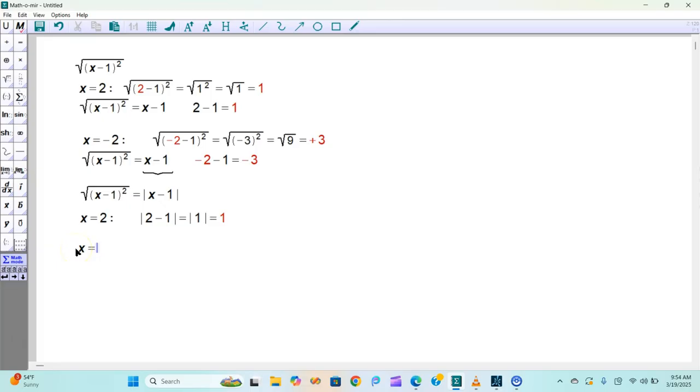If x equals negative 2, for example, you're going to have the absolute value of negative 2 minus 1, which is the absolute value of negative 3, which is positive 3 here, which matches this positive 3 up here. You see this? So to correctly simplify this, you pull out an absolute value. So remember, in other words, this quantity is not always x minus 1, it's the absolute value of x minus 1. This is a really important concept to understand in algebra.